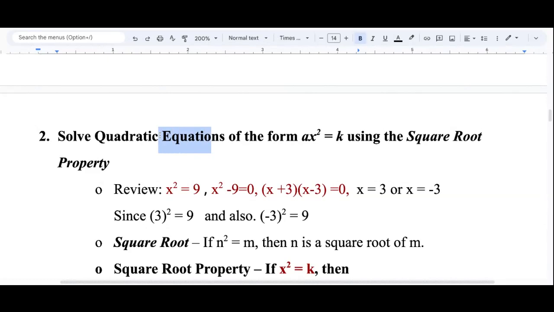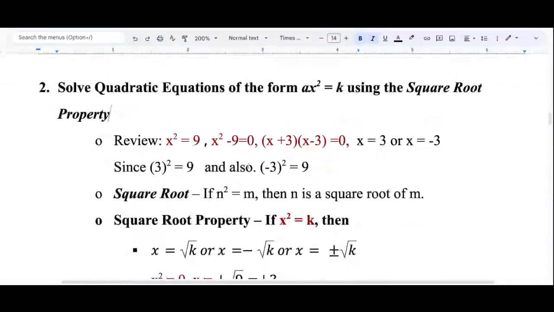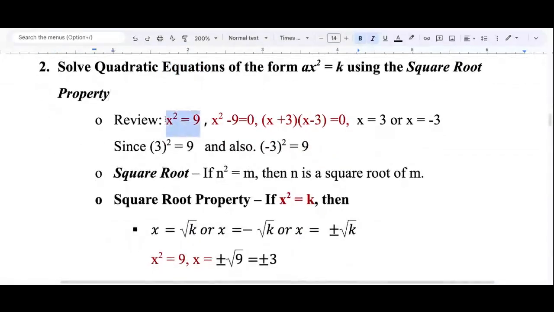Let's see how to solve quadratic equations. We want to use the square root property. So x squared equals 9. We can take the square root of both sides. When we do, we get positive and negative 3. Right? Because negative 3 squared is also positive 9. Or we can use this.